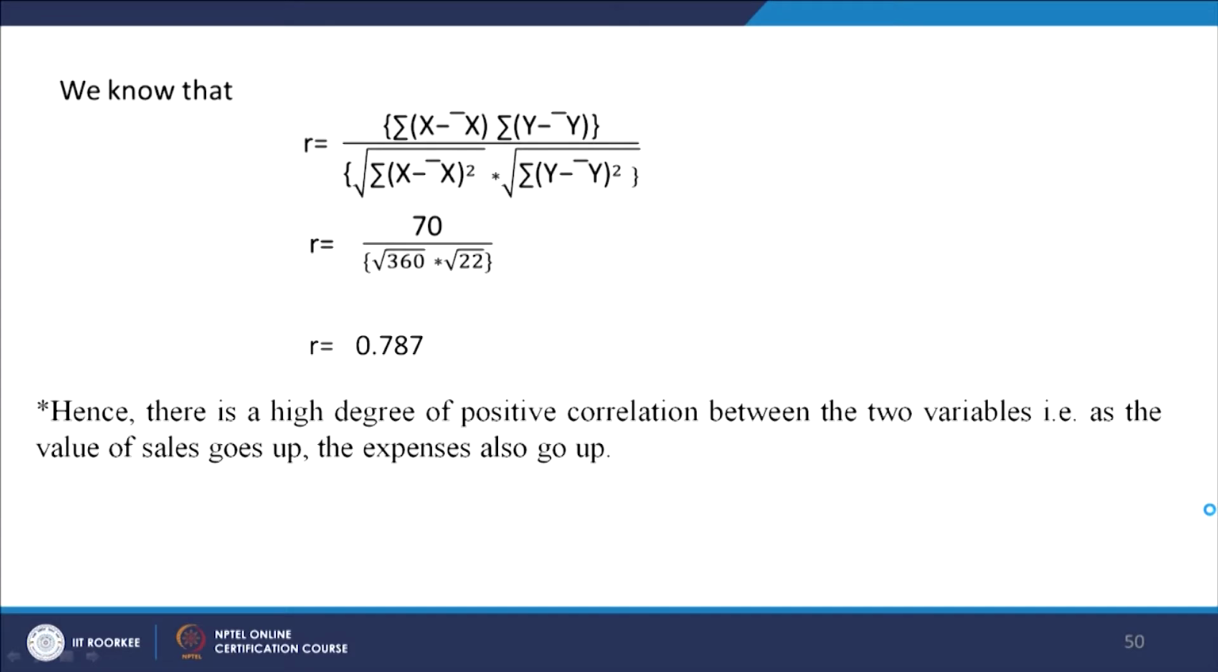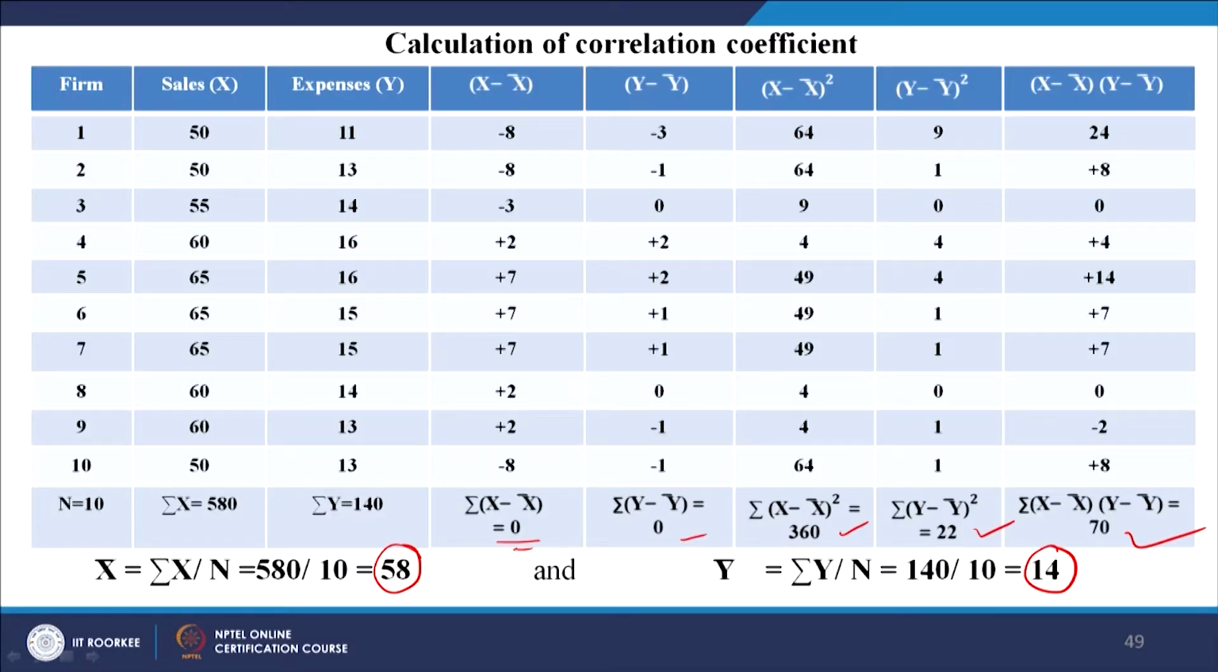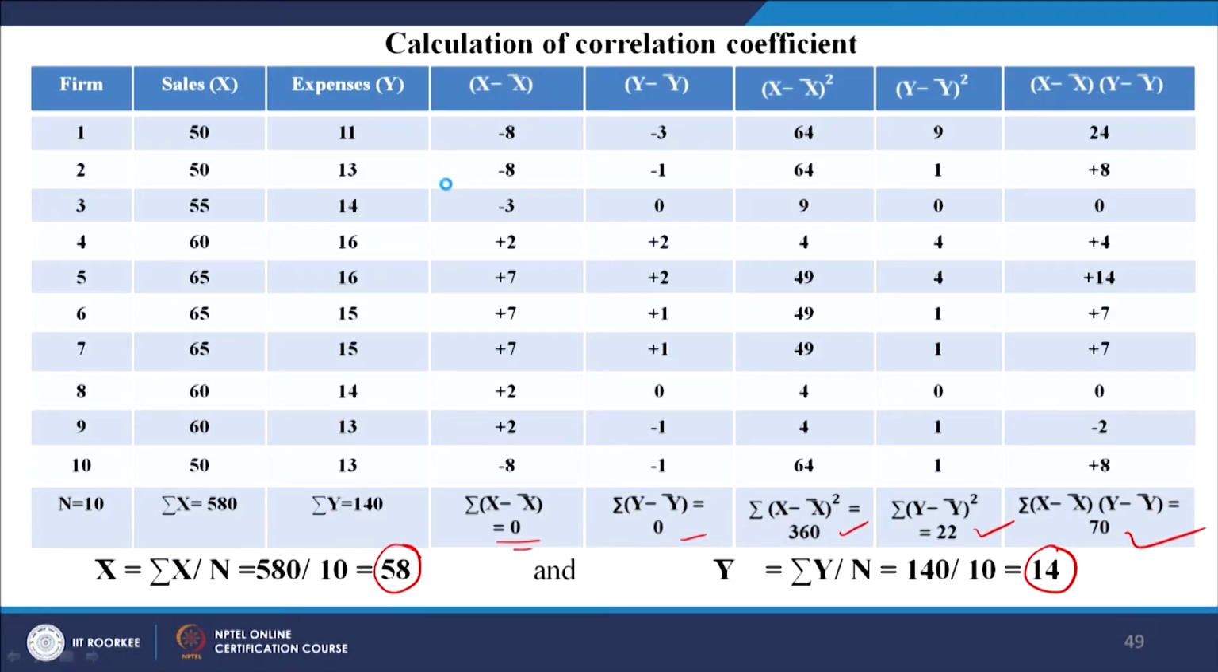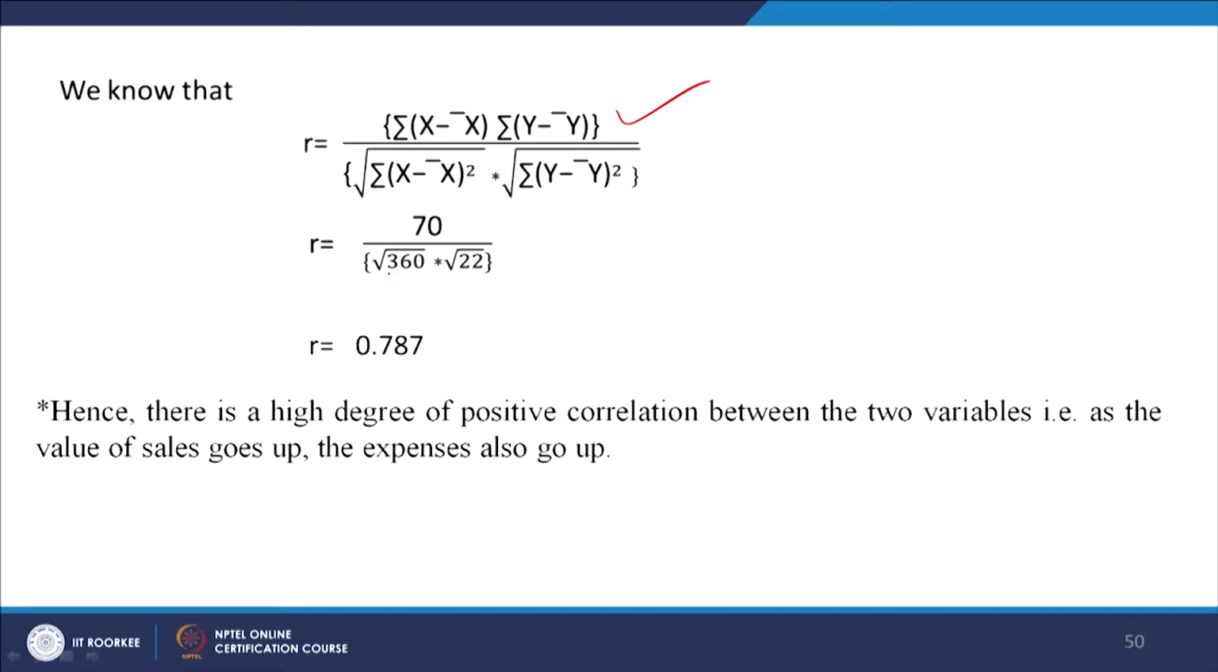Okay. So, what is the formula? Sum of x minus x bar into y minus y bar, which is 70, divided by root over the sum of x minus x bar squared, which is 360, into root over the sum of y minus y bar squared, which is 22. So, this is equal to 0.787.